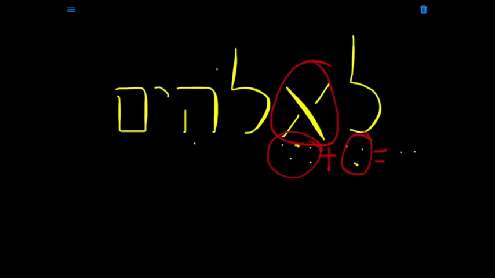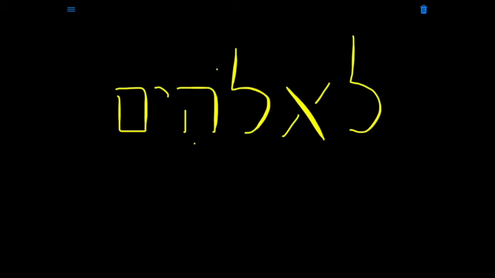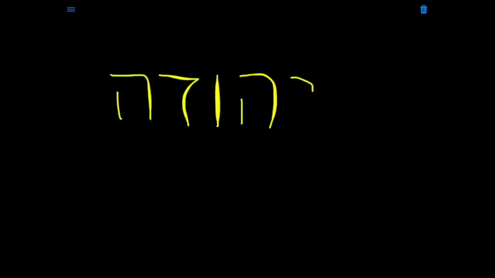So let's just tidy that up a bit. It ends up looking like this, Lelohim. And you'll see that Aleph hasn't got any vowels under it at all because it's effectively disappeared from the pronunciation because it's so weak. Let's have a look at Yod.